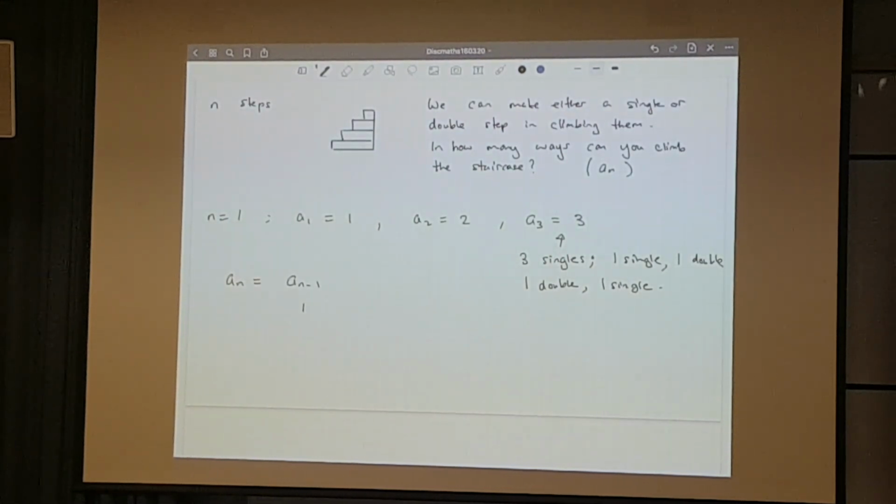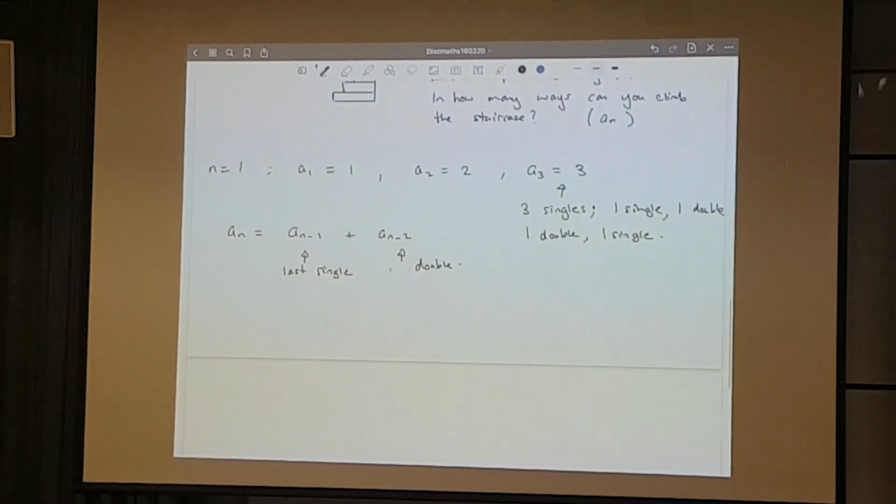So this is if the last is single, or the last can be a double step, in which case it's a_{n-2}. So the last is a double. So it reduces what looks like a really quite complex problem into a very simple recursion relation.